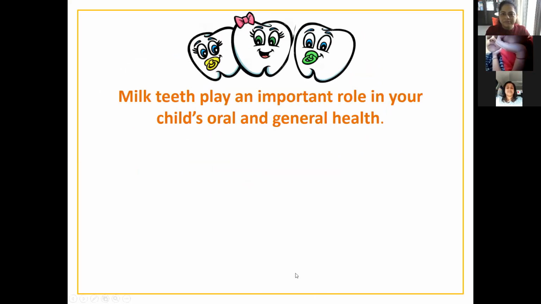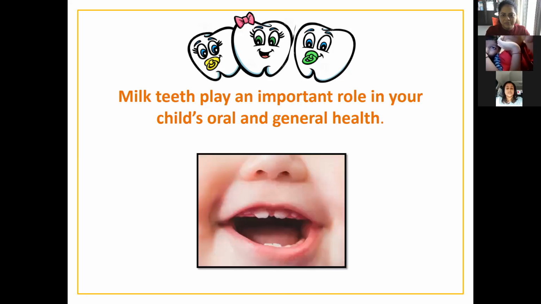So basically, milk teeth play a very important role in a child's oral and general health. Oral and general health, as in, if your child is eating healthy, your child gets all the nutrients properly, and if your child is getting all the nutrients properly, your child is healthy overall. So the first teeth in a child's mouth start coming up somewhere between 5 to 6 months of age. Okay, I'm giving a range because in some kids it comes early, in some kids it comes late. So around 5 to 7 months of age, your first tooth starts erupting.